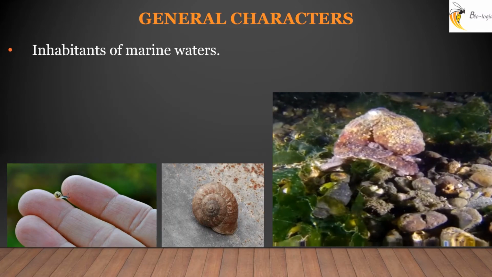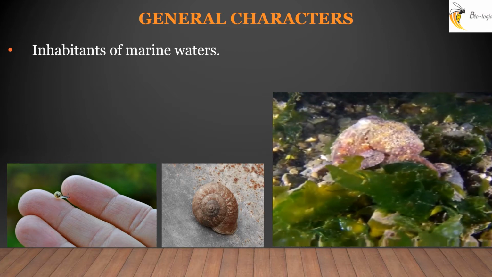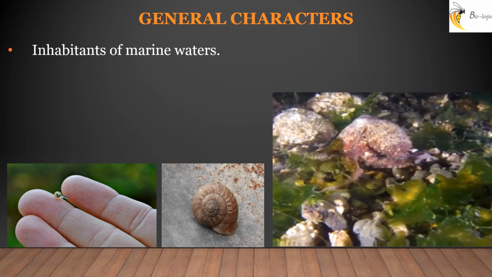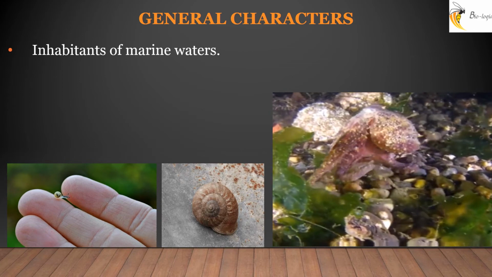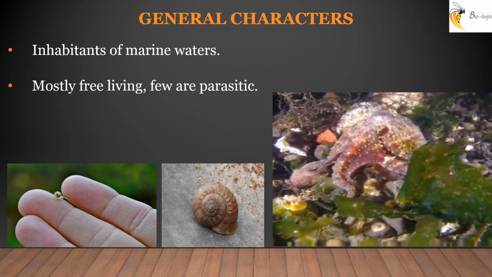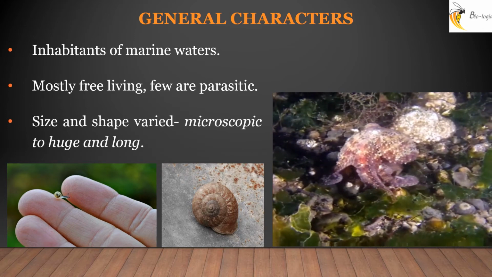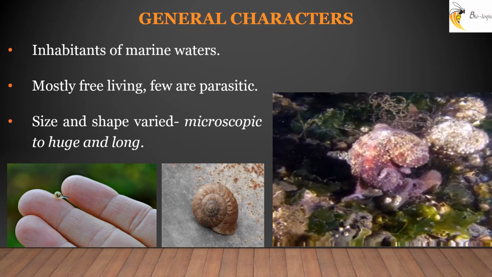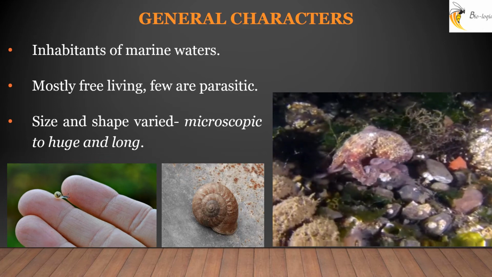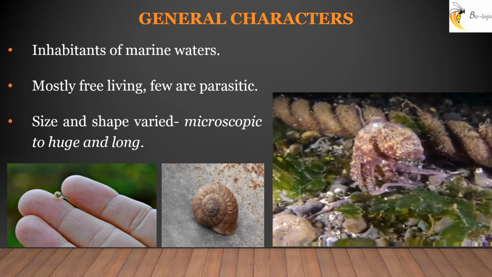The question is, where do we find them? Well, if we want to find a mollusk, the best place is in marine waters, that is sea and oceans. Few can also be seen in freshwater and land. Molluscans are normally free living, but few may be parasitic. As mentioned earlier, they are quite versatile as far as their size and shape is concerned. For example, some snails are microscopic and a squid can weigh up to 250 kg and measures up to 10 meters long.